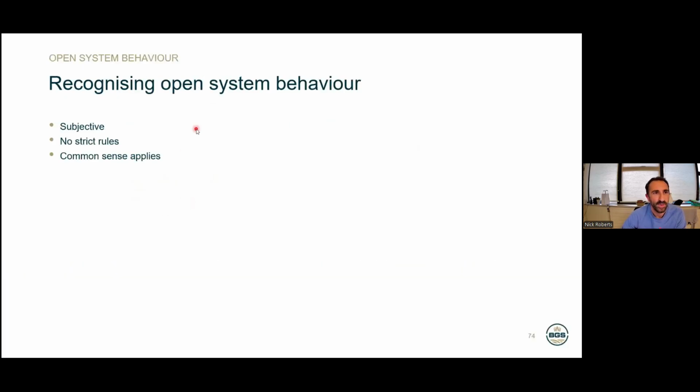How do we recognise those inconsistent dates? This is really critical to understand in interpreting uranium-based dates and isochrons. Well, it's a really subjective kind of subject matter. There are no strict rules, and really we try and suggest rules to apply to them.